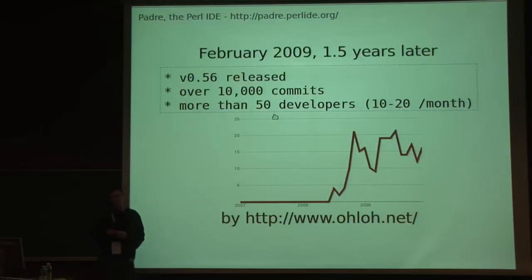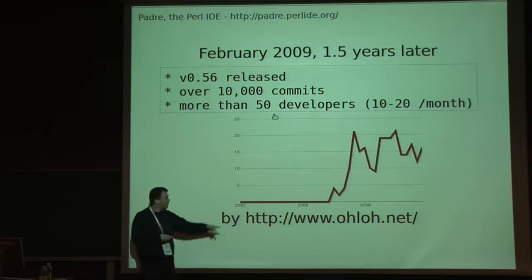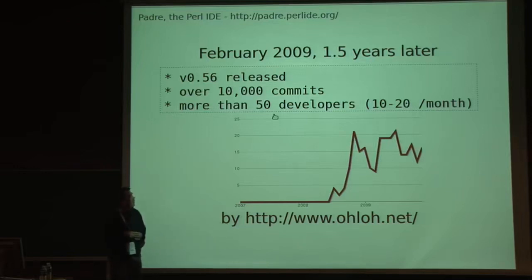Today, we are after the release of version 0.56. We had more than 10,000 commits in Subversion, and more than 50 developers contributed to the project. As you can see from this graph, taken from Ohloh, we have about 15 developers every month contributing to the project. So it seems that the project took off quite nicely, and we have a contributor base.